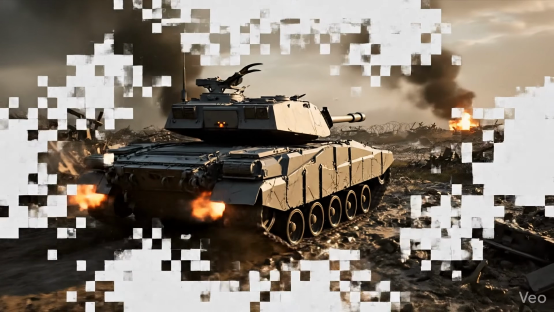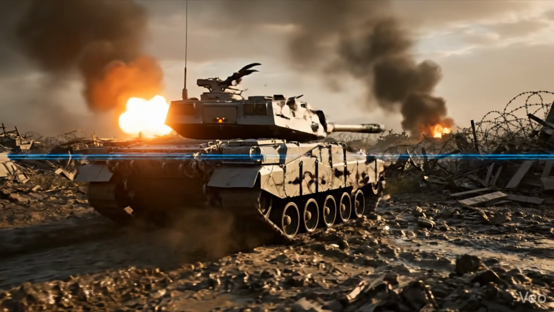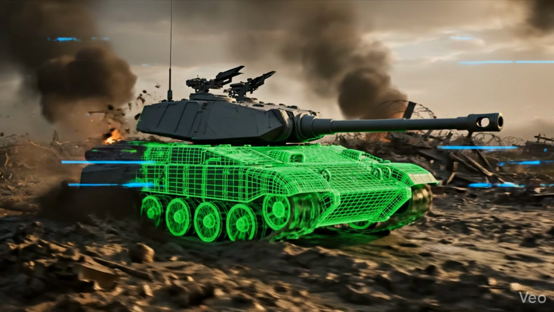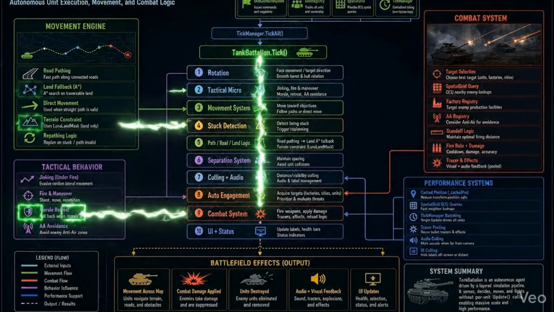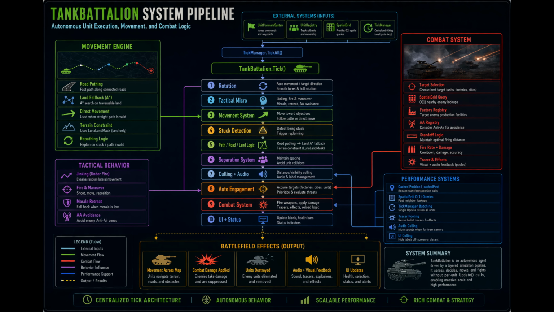The tank battalion receives this command. At this stage, control shifts from the centralized command system to the unit itself. The battalion operates as an autonomous agent. It is not continuously directed by external systems. Instead, it processes its behavior through an internal update loop.